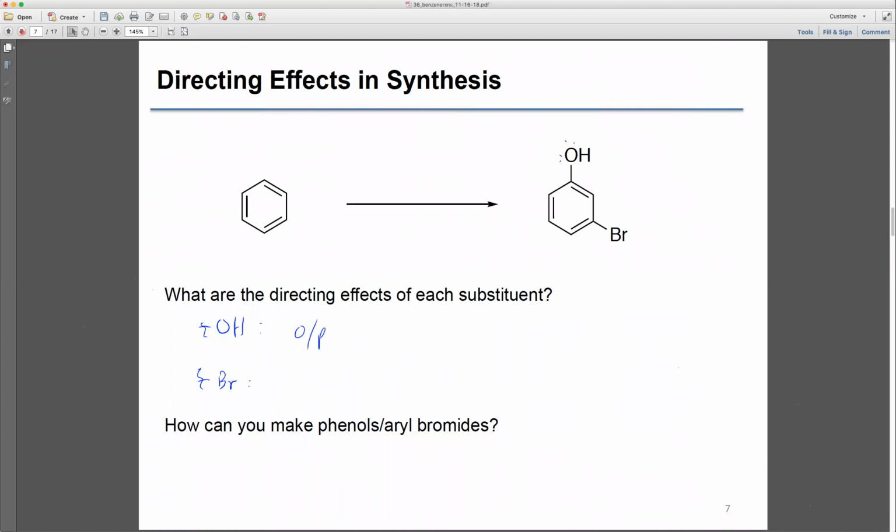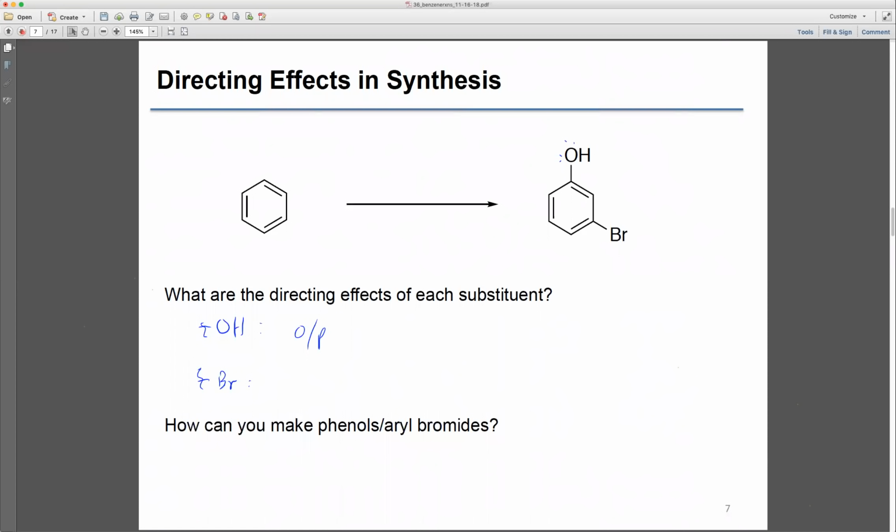Udasi says that the BR is ortho-para, which it is, right? Keep in mind this is the exception. It is a deactivator, but it still does direct ortho-para. We can keep that in mind based on the fact that there are lone pairs here that can be pushed in. So this is somewhat of an issue, right? Because we have two ortho-para directing substituents, but we have a meta relationship between these two groups.